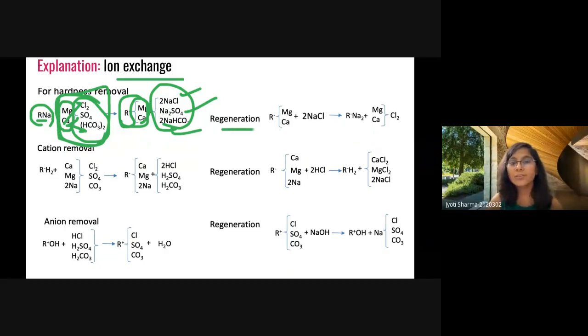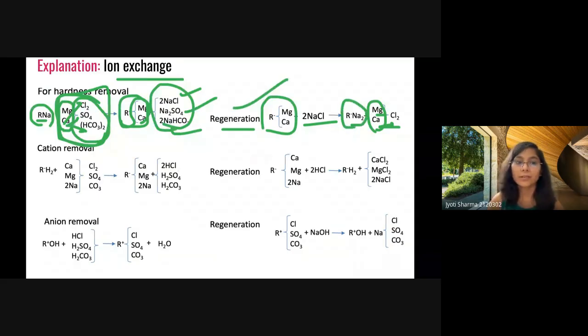But if we want to regenerate it, what we have to do is, this is the product we got at last, but we have to react it with sodium chloride. This is how the magnesium and calcium will react with the chloride, give you magnesium and calcium chloride, and give you the original reagent again. So this is how we can regenerate it, right?